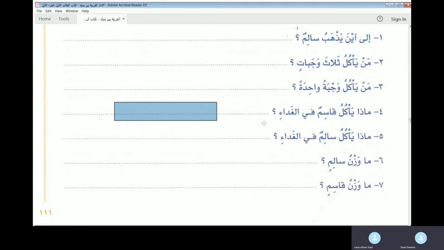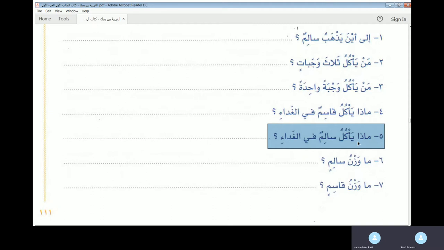Aruzu wa khubz. Okay, ya'kulu Kasimun aruzza wal khubza, and whatever he eats, fil ghadai. Ya'kulu Kasimun aruzza wal khubza fil ghadai. Okay. First ya'kulu Kasim, then the meal that he eats, and at the end fil ghada. Why are they adding al? Just because it is definite. Because of definiteness, we are using al. And because it is maful bihi, the object of the sentence, we are using fatha, aruzza, khubza.